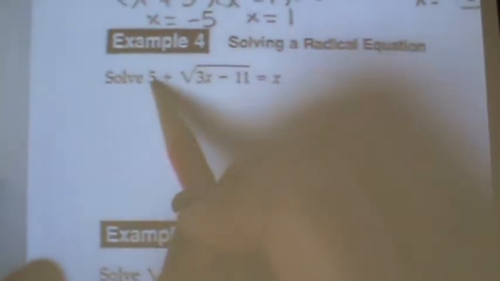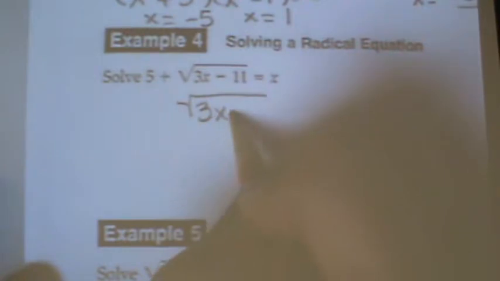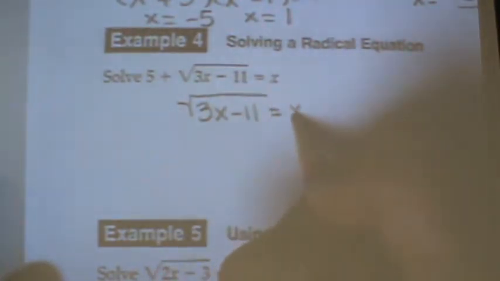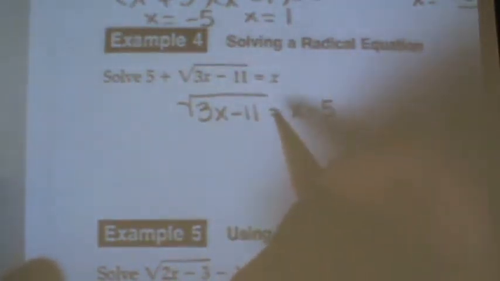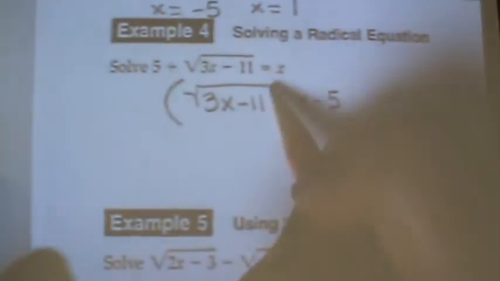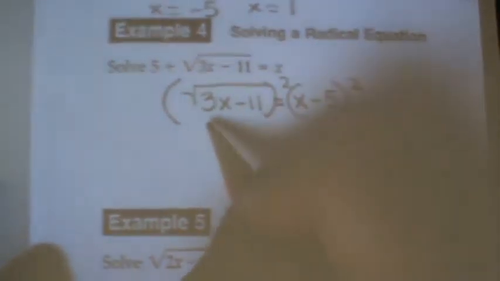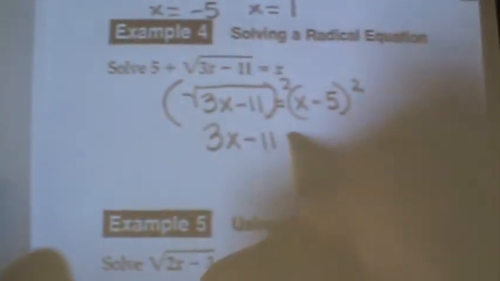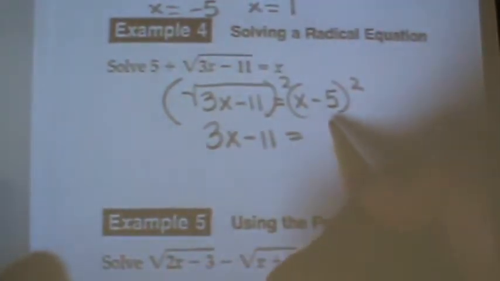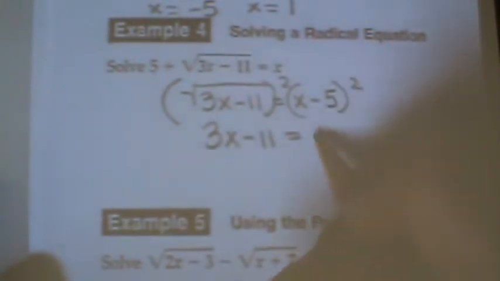How did we do this one by hand? We subtracted, and then what did we do? We squared both sides. What did you get on this side? 3x minus 11, but what did you get on this side? Not x squared plus 25, because that's what a lot of people wrote. X squared minus 10x plus 25. Good job.